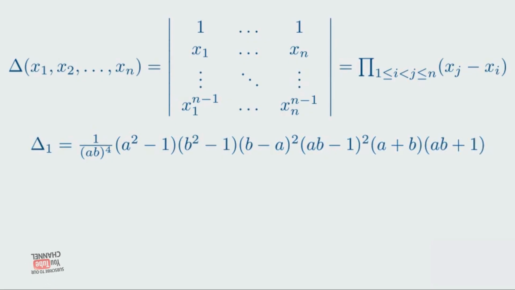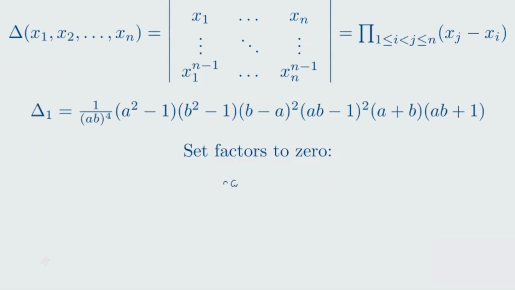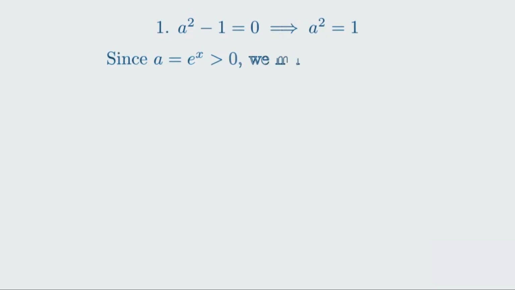Let's analyze it. To find the solutions, we need to find the values of a and b that make this entire expression equal to 0. A product is 0 if and only if one or more of its factors are 0. So, we set each factor equal to 0. Let's solve each of these conditions. Remember, our goal is to find values for x. The first condition is a squared equals 1. Since a is positive, remember a equals e to the x, the only real solution is a equals 1.